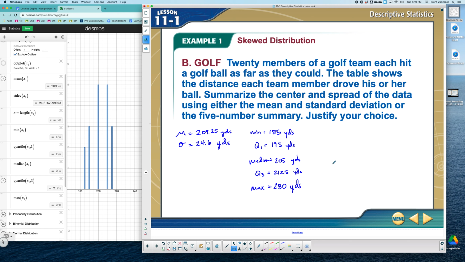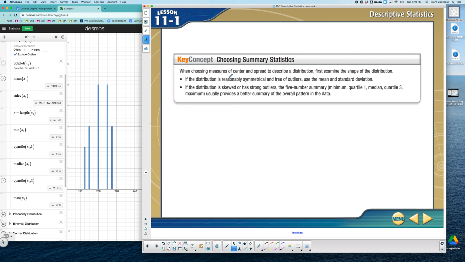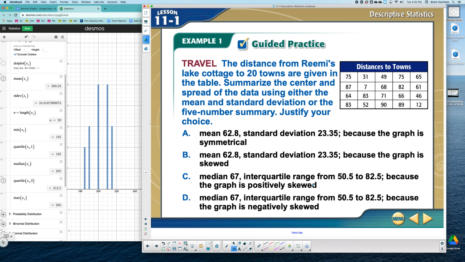Now, when we list these out, we're supposed to justify our choice of which set of statistics is more valuable. Well, if you go back to these rules over here, we would see that when choosing the measures of the center and spread to describe the distribution, first examine the shape of the distribution, which we did, is skewed right. If the distribution is reasonably symmetrical and free of outliers, use the mean and standard deviation, but it's skewed. So this time, we would use the 5-number summary. Since it was skewed right, we would use this particular data. So now with that piece of information, let's allow you to try this problem.